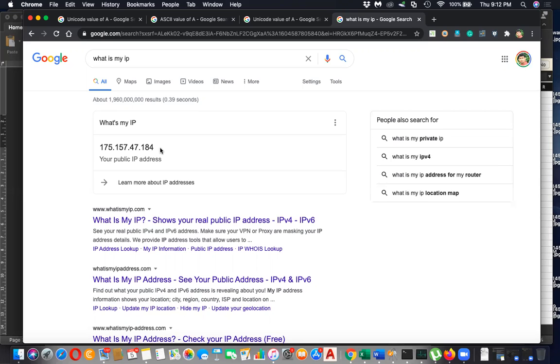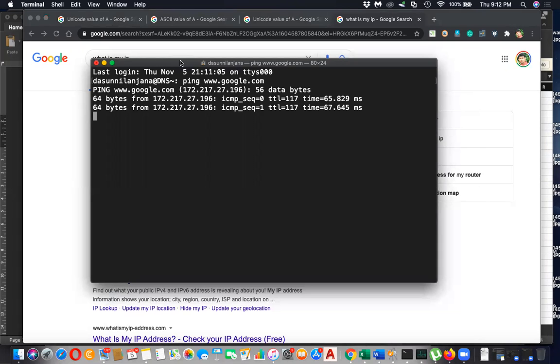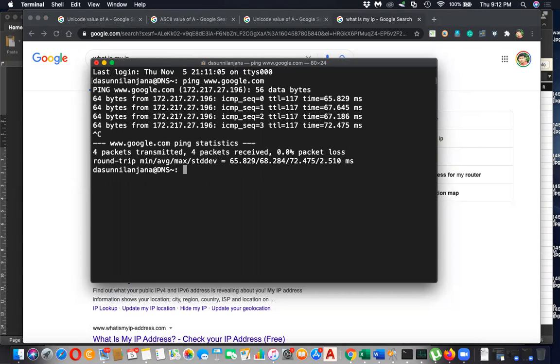So if you know a public IP address, you can directly access a particular website. For example, I can put this command: ping www.google.com. Now you can see I'm getting a reply from this address. Here it says 64 bytes. That's the reply, 64 bytes from this IP.